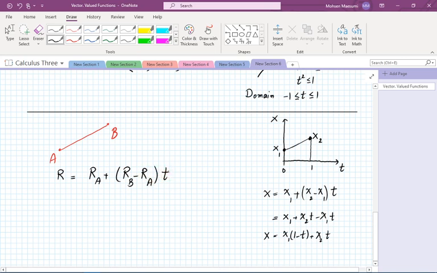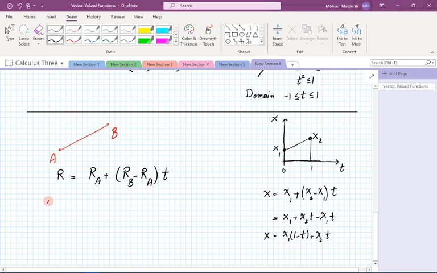This will be a formula that's going to tell me how to start at the point A. When t is 0, this whole thing becomes 0. I'll be at the location A. That will be RA. When t is equal to 1, this becomes RB minus RA. And then you add RA to it, you'll be at the location B. And that is how to reach the point B.